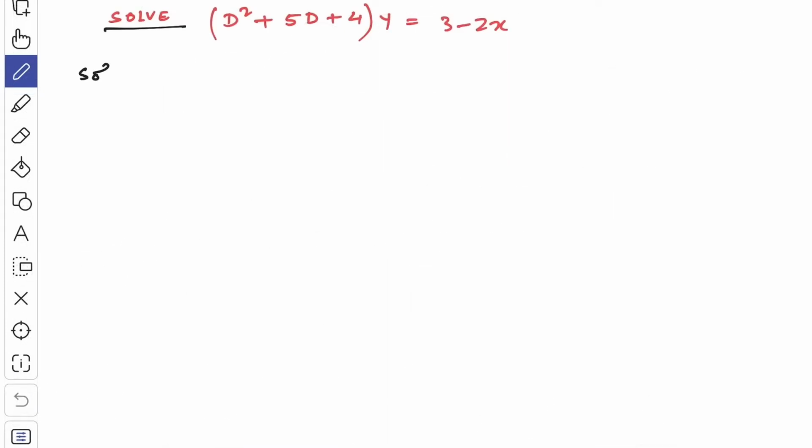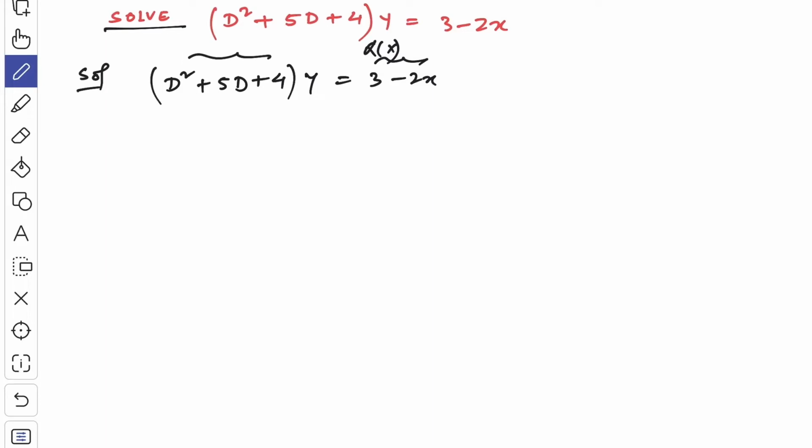Now let us solve this equation. Here you see, our given equation is (D² + 5D + 4)y = 3 − 2x. Here this is the Q of x, and here this is f of D. So our auxiliary equation will be f of m equal to 0, and that is nothing but replace the D by m here, then m² + 5m + 4 = 0.